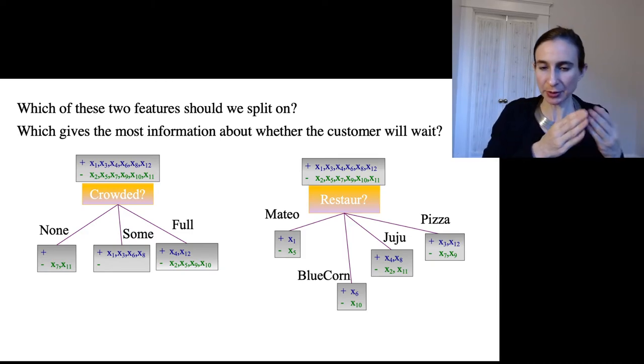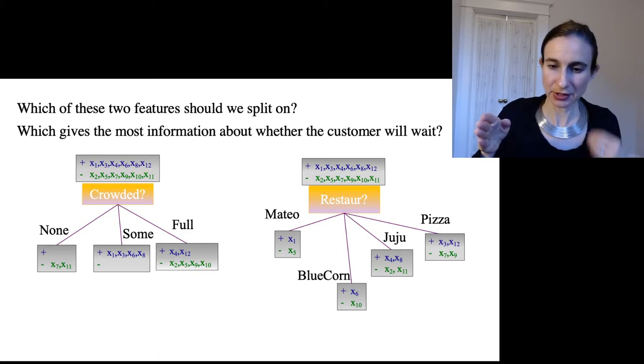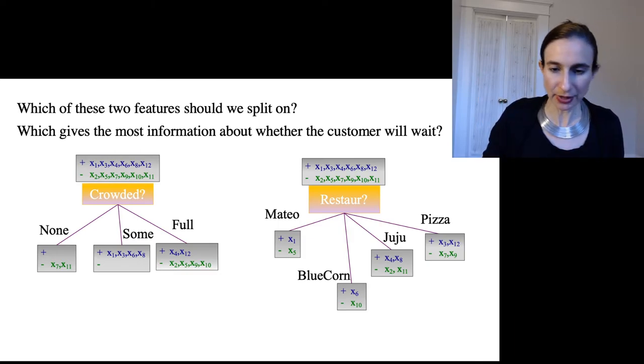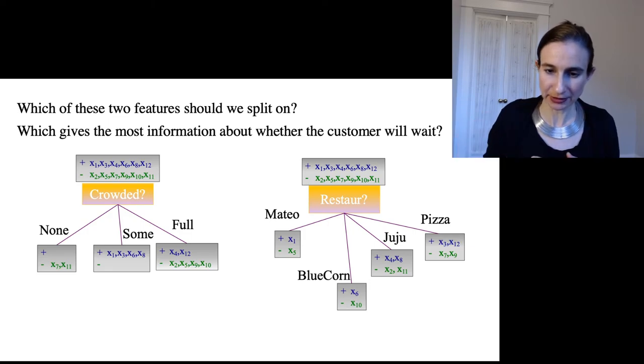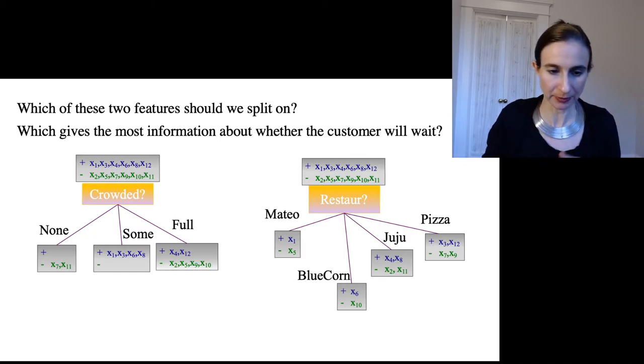And then if we split on crowded, then as you can see, if there's no customers in the restaurant, there's 2 negatives, right? Both times that happened, the customers chose not to wait for the table. If there are some customers in the restaurant, then all 4 times that happened, the new customers chose to wait for the table. And if the restaurant's full, then 2 out of 6 times they waited and 4 times they left. Okay, so whether the restaurant's crowded has some information about the label, in the sense that if you split on it, you get some pure nodes, right? Some nodes that are purely negative or purely positive.